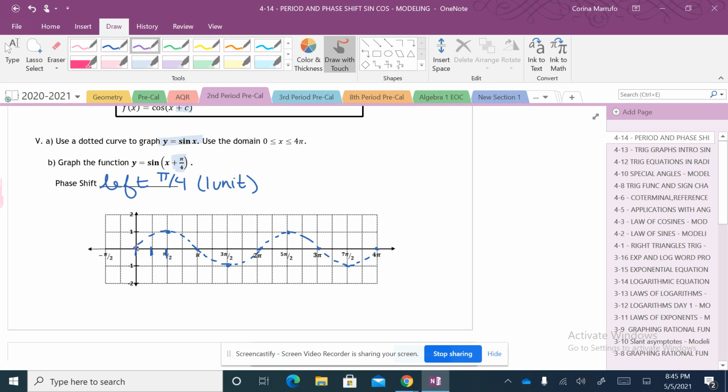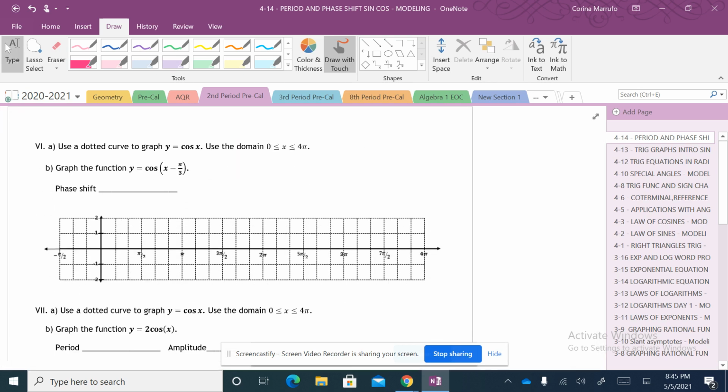So I'm going to take this point and move it to the left 1. I take this point, I move it to the left 1. This point, move it to the left 1, and so on for each point, all moved to the left 1. And then we just connect our dots. And so that's a translation of pi over 4 units to the left.